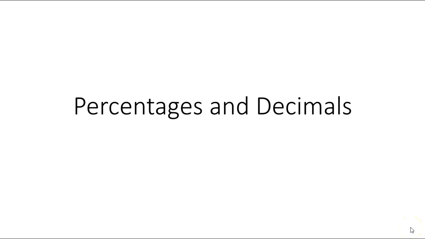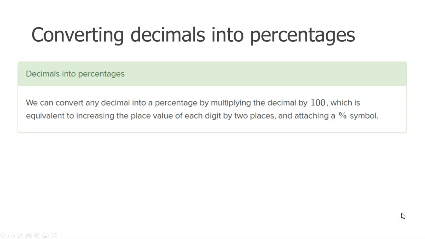Hello students, in this video we're going to be looking at the relationship between percentages and decimals and how we can convert between the two. So if we want to convert a decimal into a percentage, we are basically multiplying that decimal by 100, which is the equivalent of increasing the place values of each digit by 2 places and then attaching the percentage symbol. The percentage symbol indicates the fact that this is of 100ths places.